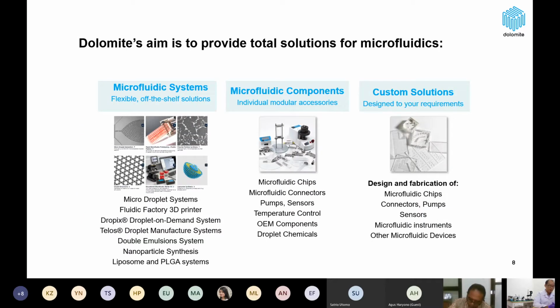The aim of Dolomite is to provide total solutions for microfluidics. We can provide a full microfluidic system with a flexible off-the-shelf solution. We can also provide microfluidic components with individual modular accessories like chips, connectors, sensors, pumps, temperature controllers, and chemicals. We can also be bespoke, with custom solutions designed to your requirements, for example chip, pump, connector, sensor, or other microfluidic devices.